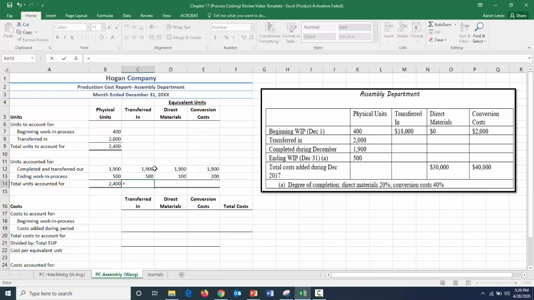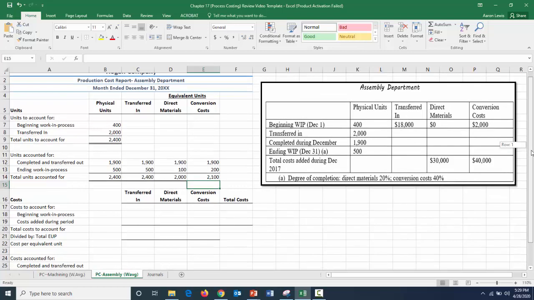Now we need to figure out what our total units accounted for, our equivalent units of production, are. And that is just the sum of the number of units completed and transferred out and the number of equivalent units in our ending WIP. So for transferred in, it would be 2,400. For direct materials, 2,000. And for conversion costs, it's going to be 2,100. That's our physical unit section.